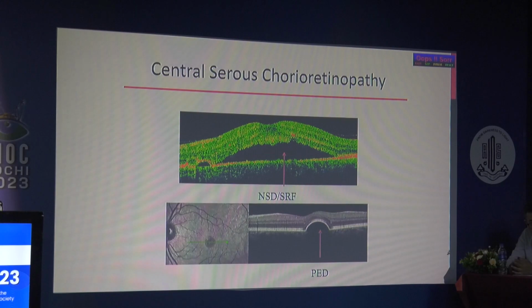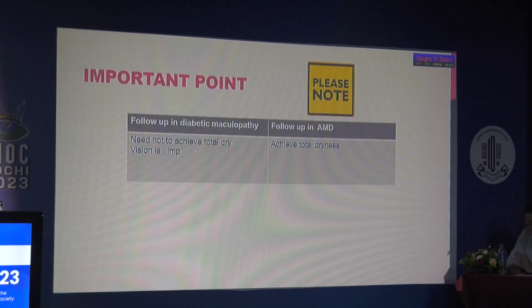And of course, the one thing I just like to mention here, when you make a diagnosis of CSR, which is very commonly seen, just try to look, there is no intraretinal edema. If there is some fluid here, you should revise your diagnosis about CSR. The important point is that in AMD, you try to achieve full dryness. In diabetic, you should not go for that straight away. You can see the vision has stabilized, is not improving with the injections, wait and just watch for the vision to drop, then you re-inject patients.